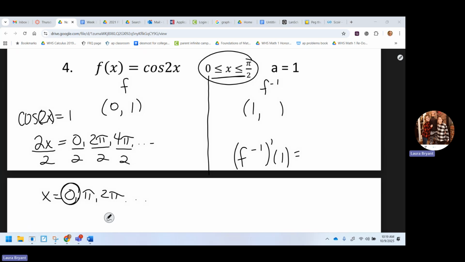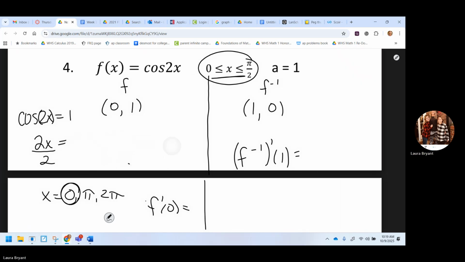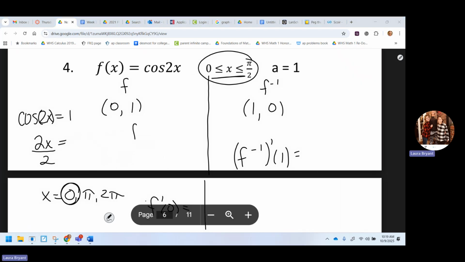Okay, so my ordered pair here is 0, 1. Here it's 1, 0. If I can find on this side the derivative at 0, then I just take that answer and flip it over, and it will give me the inverse derivative at 1. Okay, so now I'm doing derivative on this side. So f prime of x.